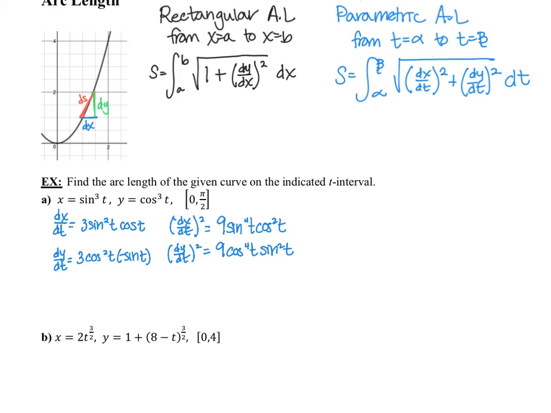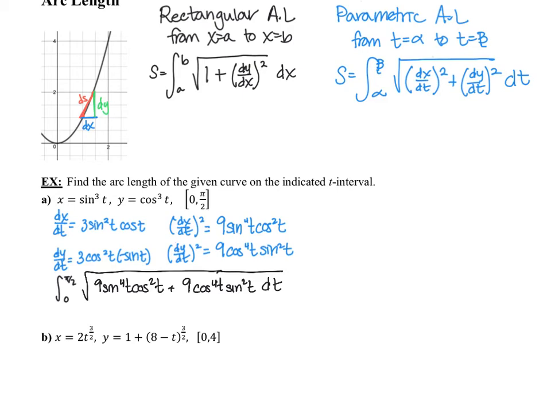Let's make that a little bit smaller. The integral from 0 to pi over 2 of the square root of dx/dt squared. So that is going to give me 9 sine to the 4th t cosine squared t plus dy/dt squared. So 9 cosine to the 4th t sine squared t dt.